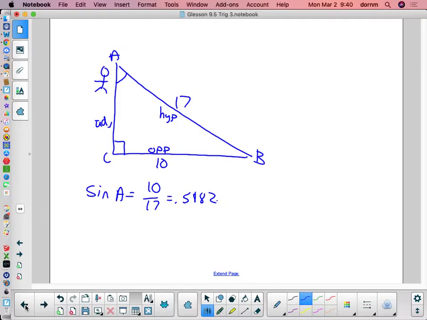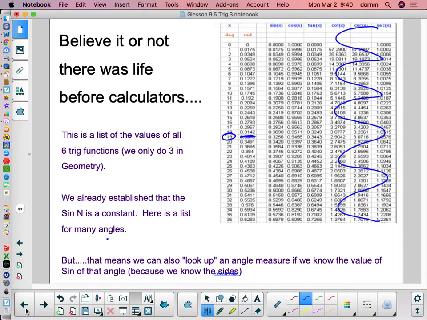And then what we could do is go back to our chart and look up what angle has a sine value of about 0.5882. Right here, down at the bottom of my list, 0.5878 is really close. So that's just about a 36-degree angle. It's a little bit more. So we could set up our ratio, change it to a decimal, and figure out what the angle measurement was by looking that up in our table of values. But we don't have a table of values anymore. What do we have? We have a calculator.